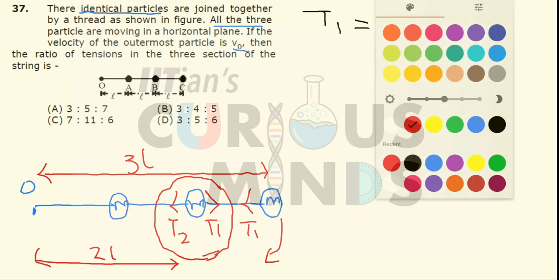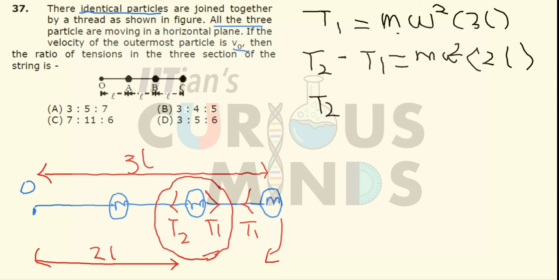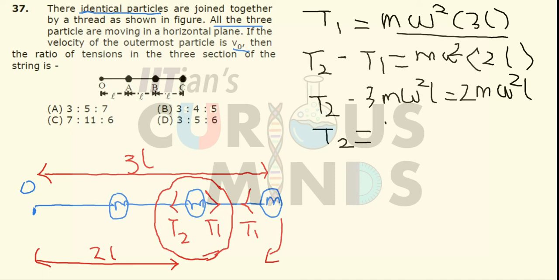So for the second particle, there is one force which acts in the left hand side direction, which is equal to T2, and there is one force which acts in the right hand side direction, which is equal to T1. So T2 will be greater than T1 because the resultant centripetal force is in the left hand side direction. So T2 minus T1 will be equal to m omega square r, where r is equal to 2L. The T1 over here is equal to 3m omega square L, so T2 will be equal to 5m omega square L. This is the value of T2.